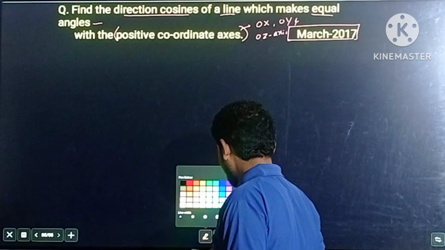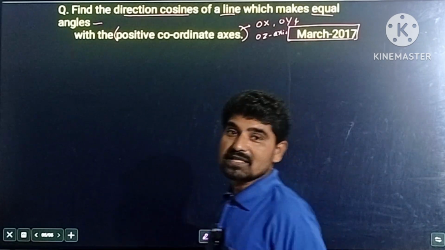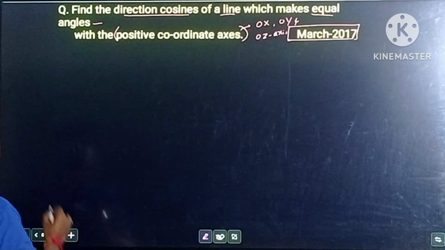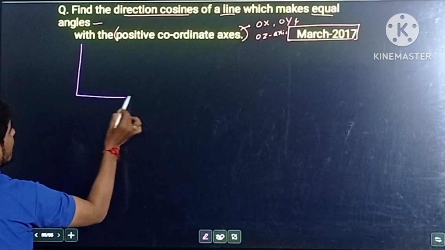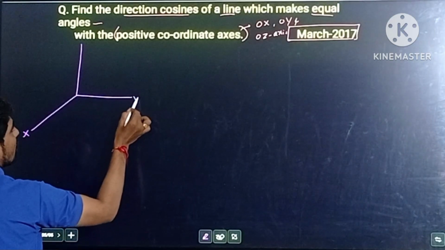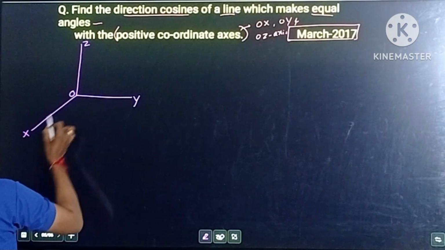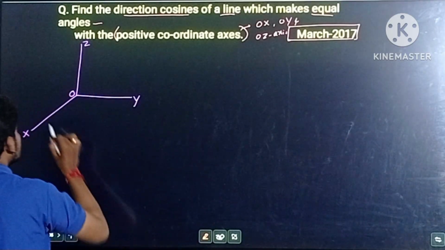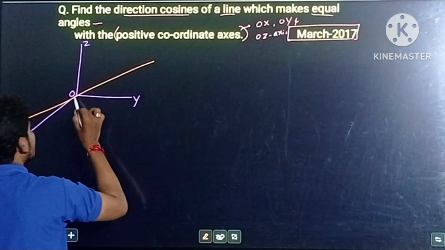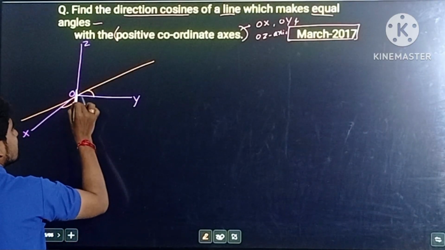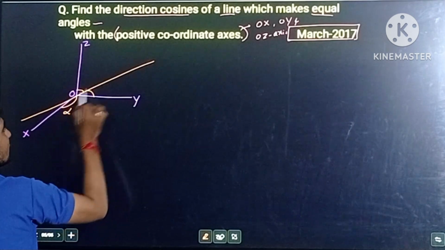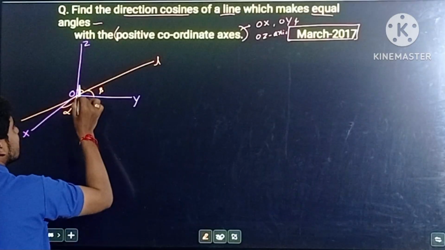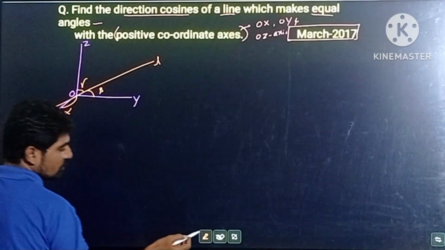So here we need to identify the direction cosines of the line which makes equal angles with the positive x-axis, y-axis and z-axis. See here, let's suppose this is the x-axis, y-axis, z-axis. Observe, this is the positive x-axis, positive y-axis and positive z-axis. He has given that there is one line which makes equal angles with the x-axis, y-axis and z-axis. So let alpha be the angle made by the line L with the positive x-axis, beta the angle made by the line with the positive y-axis, and gamma the angle made by the line with the positive z-axis.